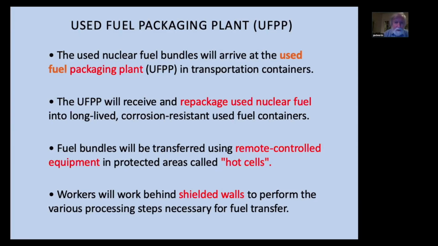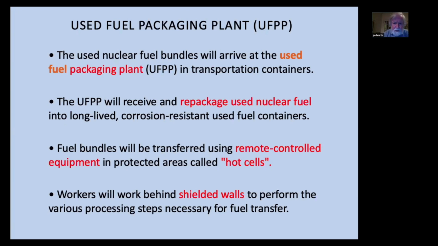Now, once we get the fuel on site, then we have to have a used fuel packaging plant, because this stuff just doesn't come here and then get buried directly. It has to be transferred. It has to be unloaded. The used fuel has to be taken out of the transport containers, and then they have to be repackaged into long-lived, corrosion-resistant used fuel containers designed to go underground.